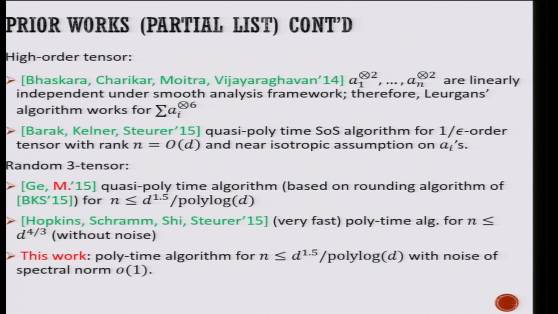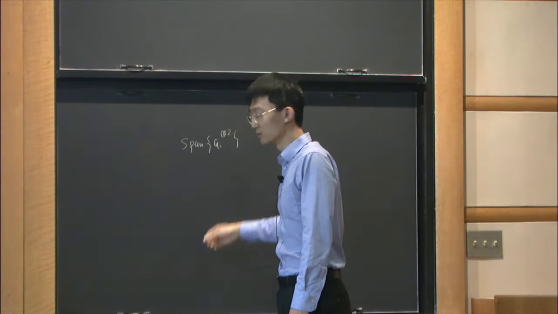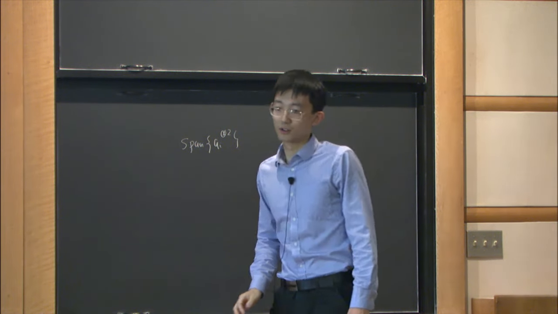If you just flatten it to a matrix, don't you get the right decomposition? You get only the span, because if you do a spectral decomposition, it's rotationally invariant. So you can get the span of the a_i tensor 2. But the question is, how do you find all these a_i tensor 2 in this span?